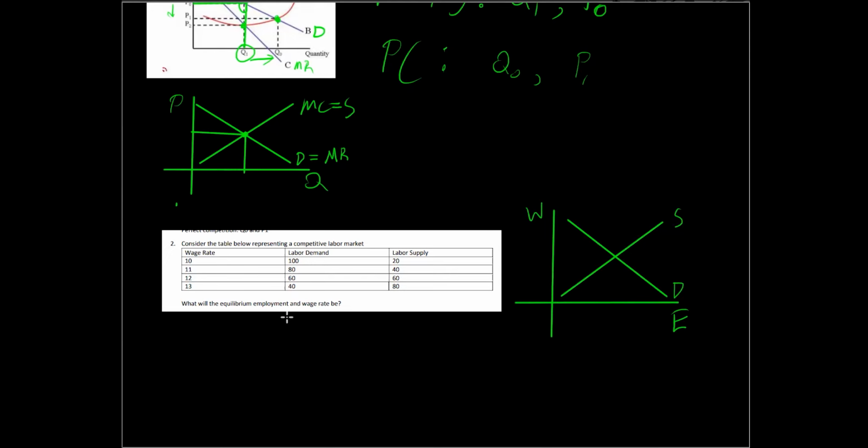We find where labor supply and demand are equal to one another, and then we see the wage rate that corresponds to that. And we can see that labor supply and labor demand are equal to one another at 60. And the wage rate that corresponds to that will be $12. So fairly straightforward. Employment is equal to 60 and the wage rate is equal to 12.